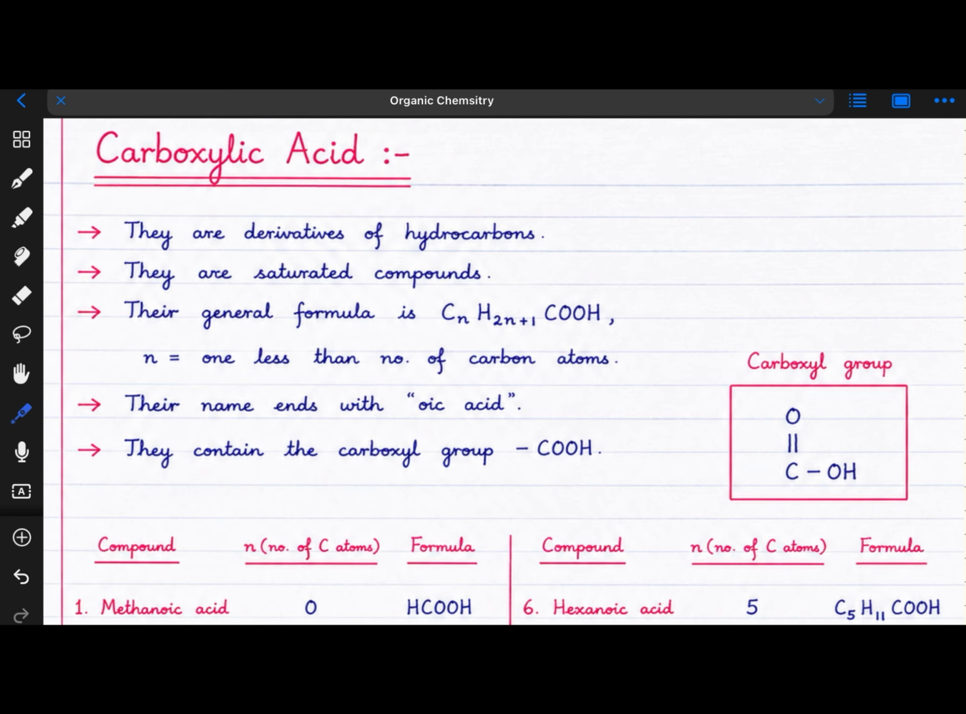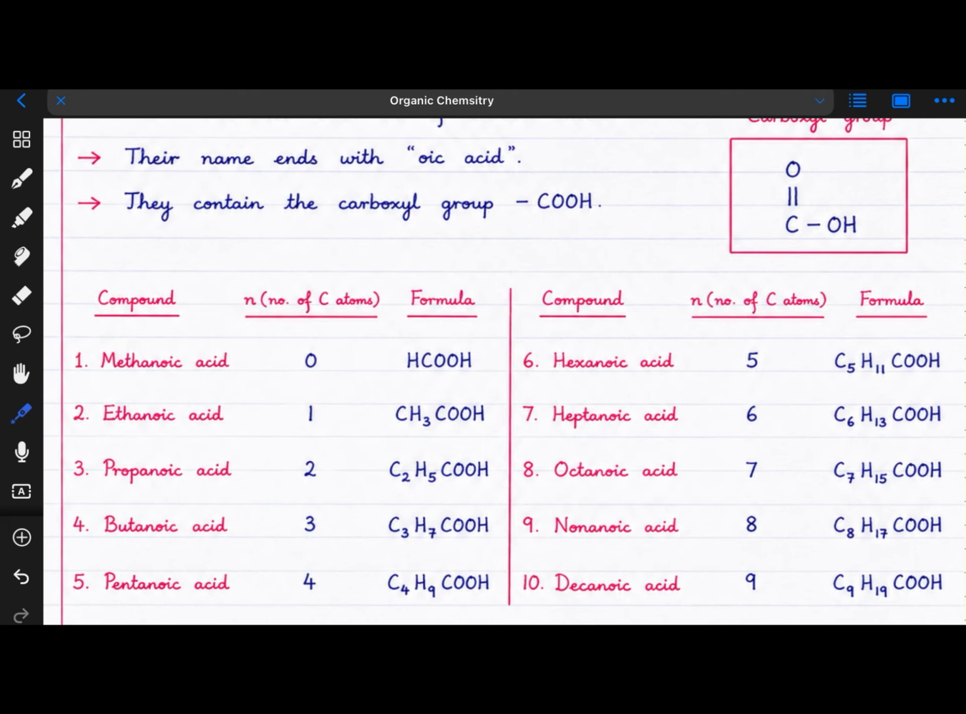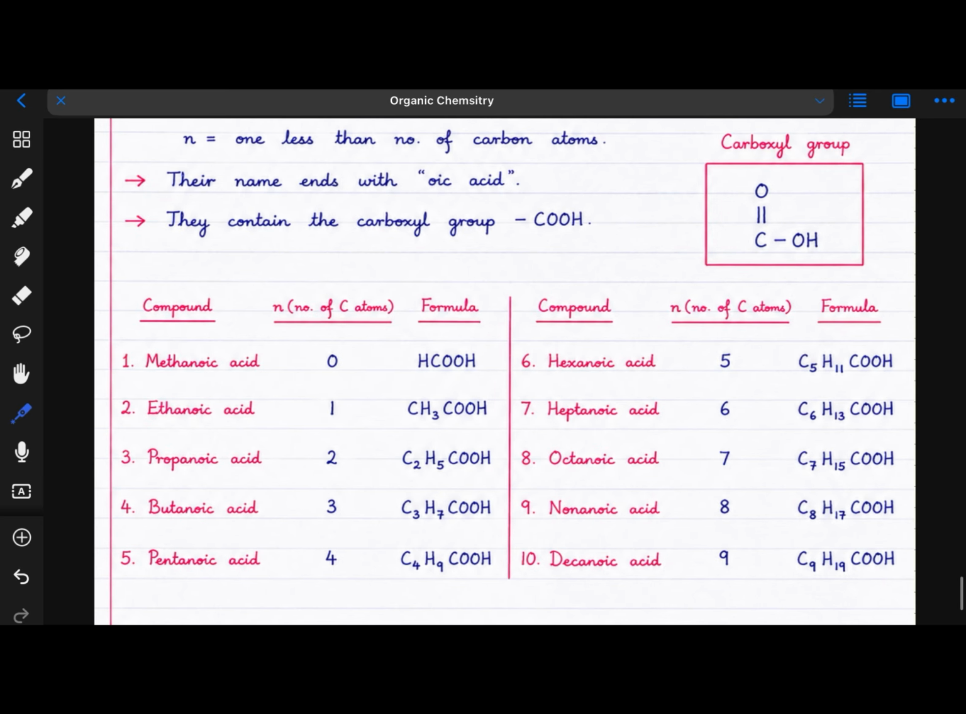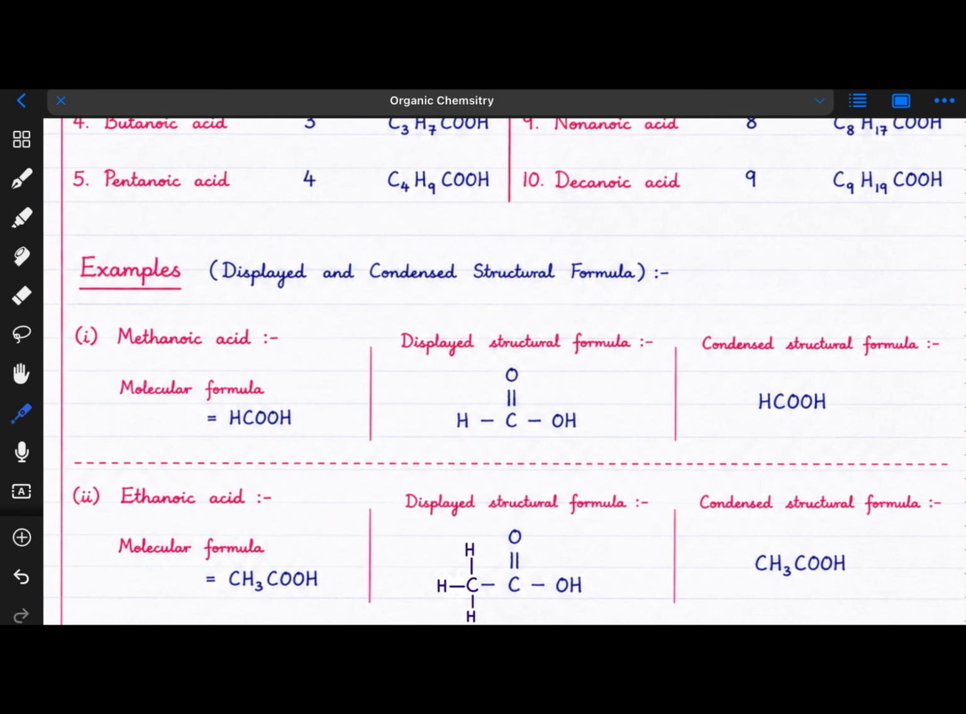Now, carboxylic acids are also named, and their names end with oic acid, just like we have methanoic acid, ethanoic acid, and propanoic acid. Now here's a whole series of carboxylic acid compounds along with their names and their molecular formulas. It's preferable for you to memorize it so you're instantly able to figure out the organic compounds in your exams.